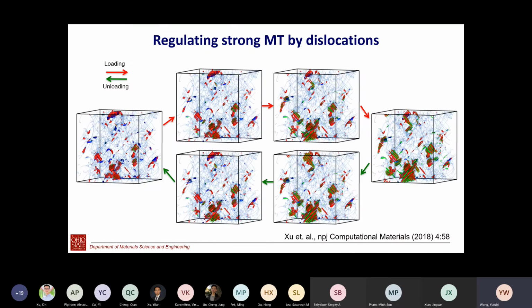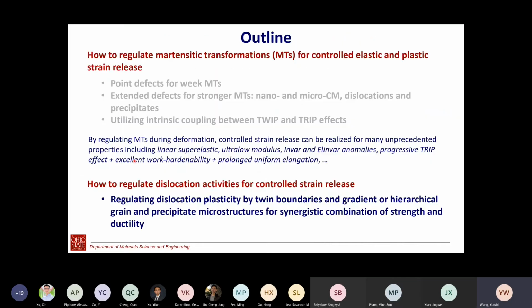Of course, you can use dislocations as well. This is the one done by my former advisor's group, Armen Khachaturyan. They showed that if you have a dislocation structure, then you can also serve the same purpose. You can induce the martensitic embryo, and then they transform gradually. Then you can change the sharp first-order transition into a more or less continuous transformation. So that's basically the first topic.